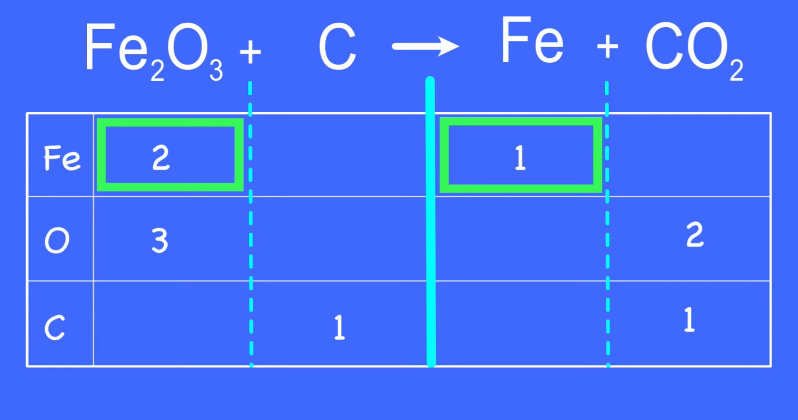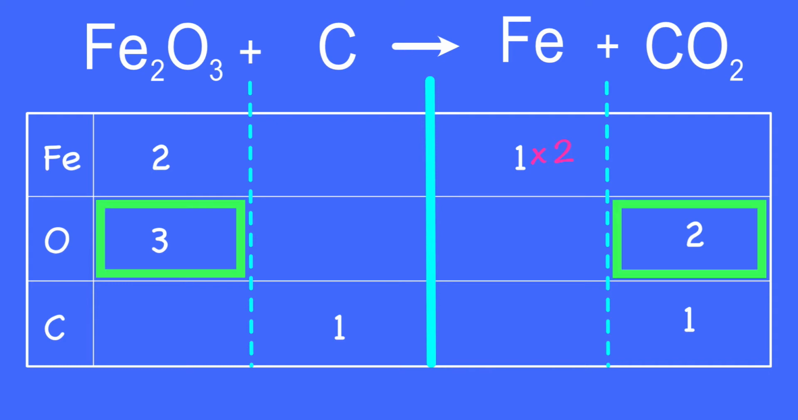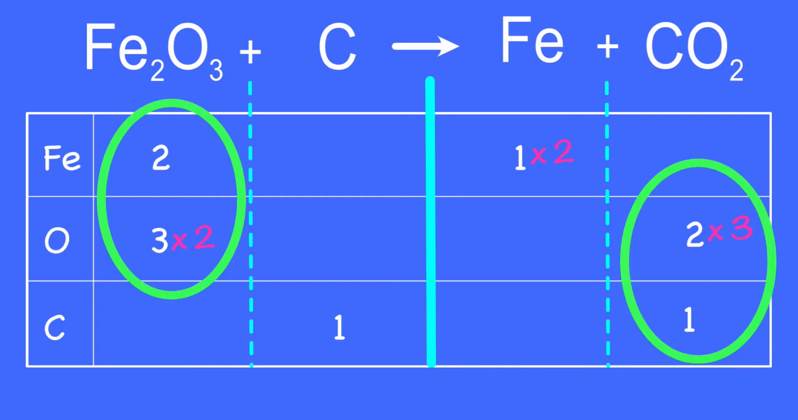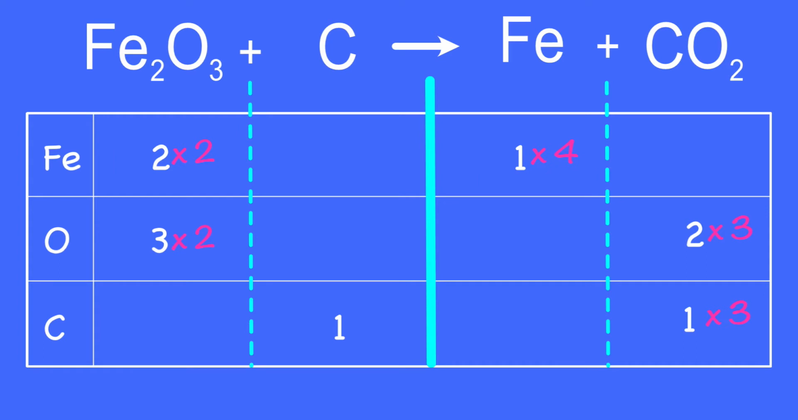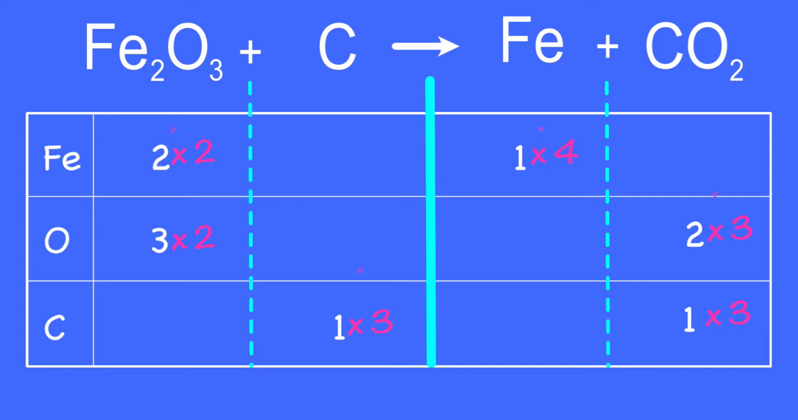In the first row, we have 2 irons on the left-hand side and 1 on the right-hand side. So we multiply the right-hand side with a 2. For the oxygen row, we have 3 on the left-hand side and 2 on the right. Here we then multiply with 2 on the left and with 3 on the right to get a total of 6 oxygens on both sides. Note that all elements in the same column must also be multiplied by the same number. We now move back to the first row and multiply the iron with a 4 to have 4 irons on both sides. In the last row, we multiply the left-hand carbon with a 3 to balance the chemical equation.